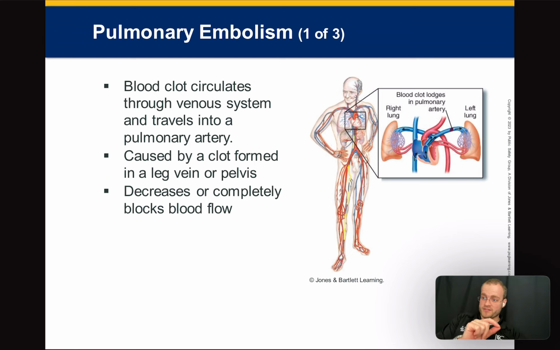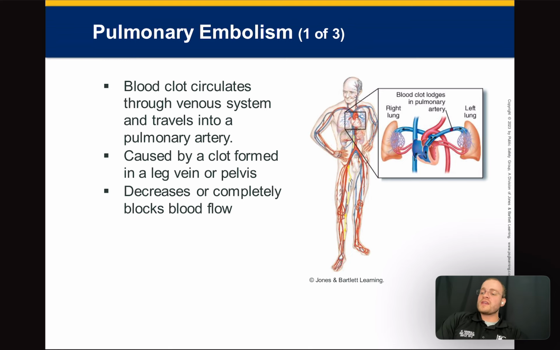What's the difference between an embolism and a thrombosis or a thrombus? A thrombus is a blood clot, and an embolism is a blood clot that has started to move. It has broken off and it's moving in the vessels now. And so that's the difference. I'll say that again. A thrombus is a blood clot within the vasculature, and an embolism is when that blood clot has started moving.